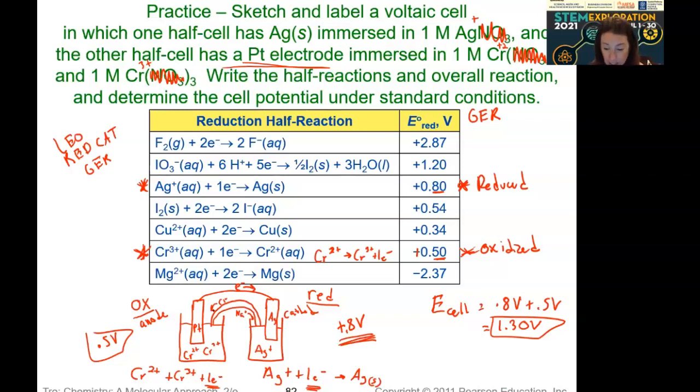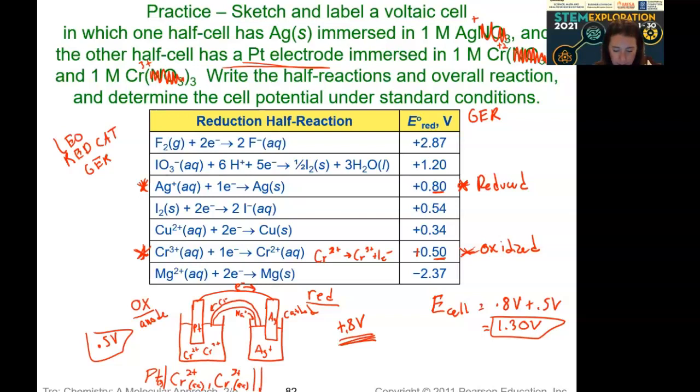If we were going to do our cell notation, I'm trying to figure out where I can do this. I can do it right here. I'm going to erase this because I want you to see it under here. So if I said, what's the cell notation, which summarizes this entire picture, you have your platinum electrode, and then remember that's a solid, and then you have Cr2 plus aqueous, comma, Cr3 plus aqueous. It doesn't matter which one you put first because they're both aqueous.